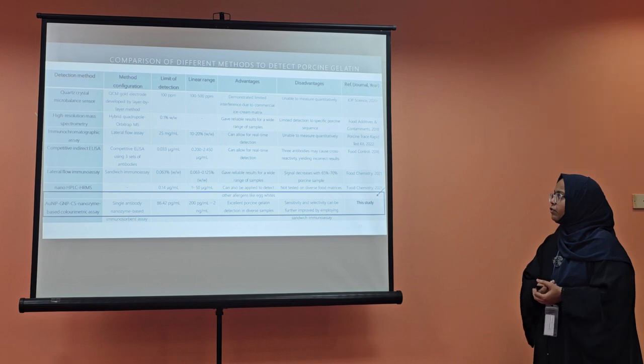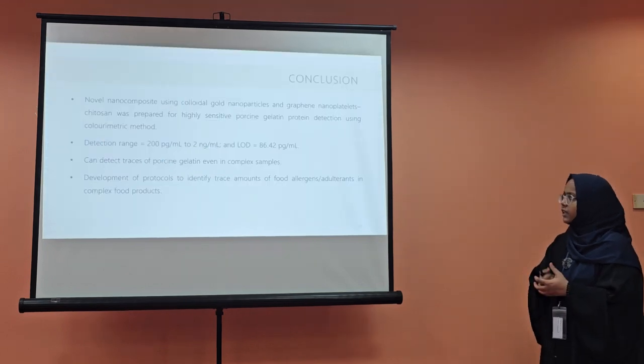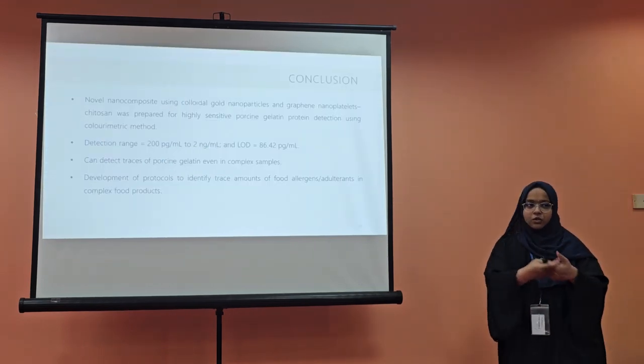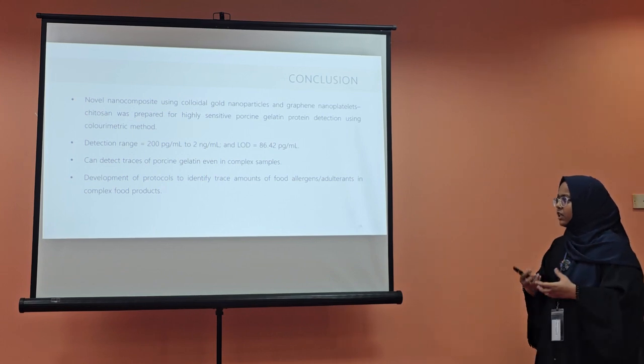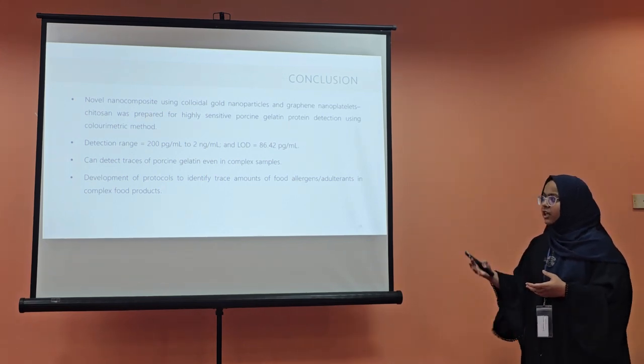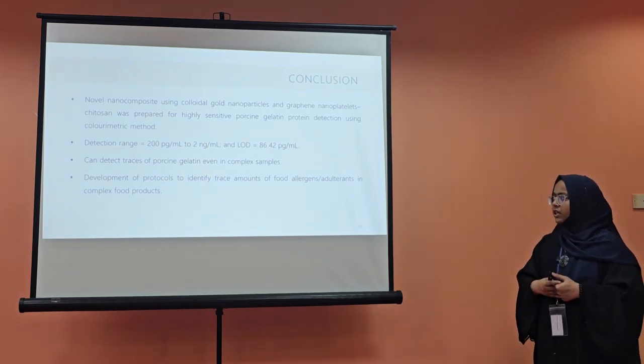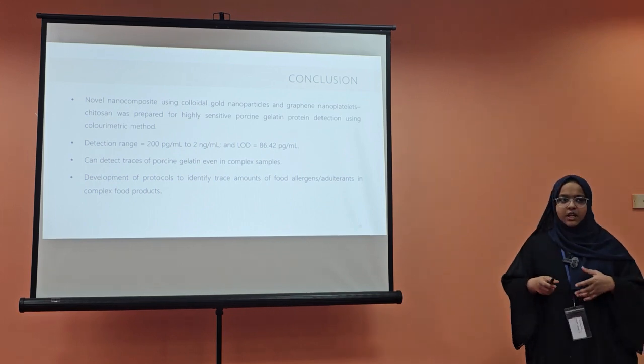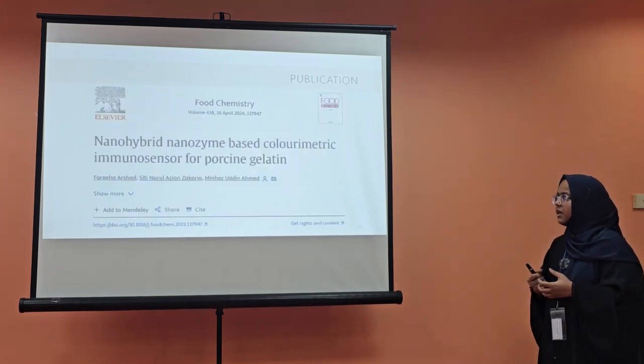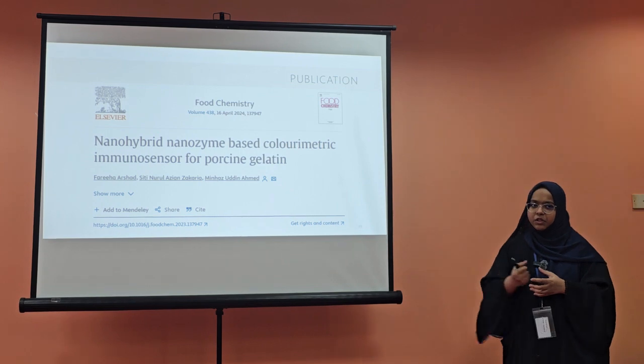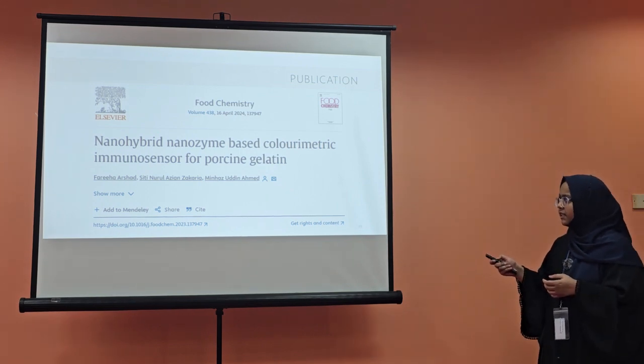Though we believe further work can still be done to improve the selectivity and sensitivity by incorporating two or more antibodies, like in a sandwich ELISA. And this study is promising enough to identify trace amounts of food allergens and adulterants in complex food samples. The paper has already been published. The study has been published in Food Chemistry Journal recently.